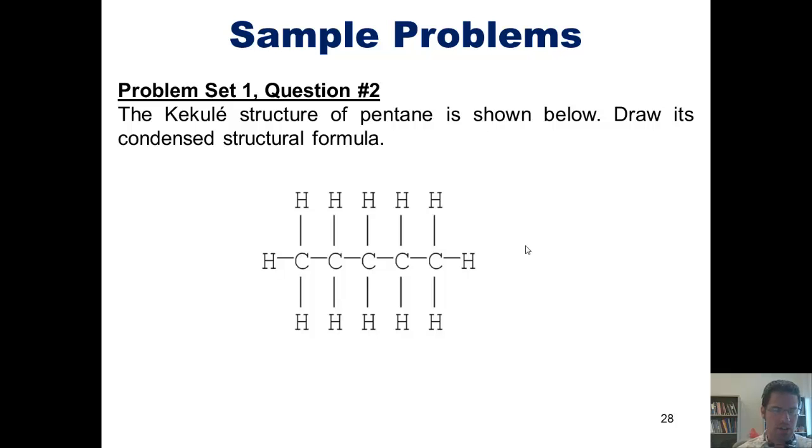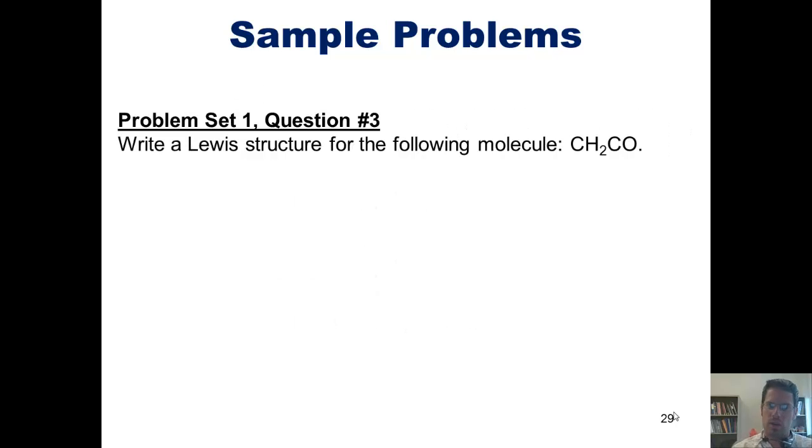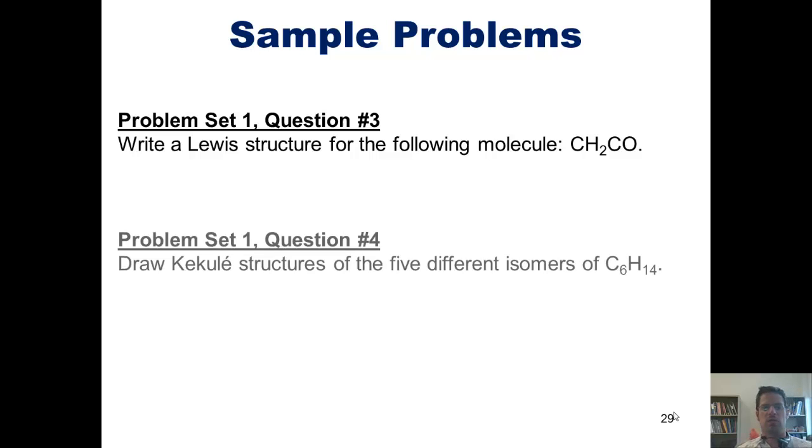And now I finish by showing you some more lecture questions on this subject. Question number 2 from our problem set. The Kekulé structure of pentane is shown here. Draw its condensed structure formula. Question 3. Write a Lewis structure for the following molecule, CH2CO. And question 4. Draw Kekulé structures of the 5 different isomers of C6H14.